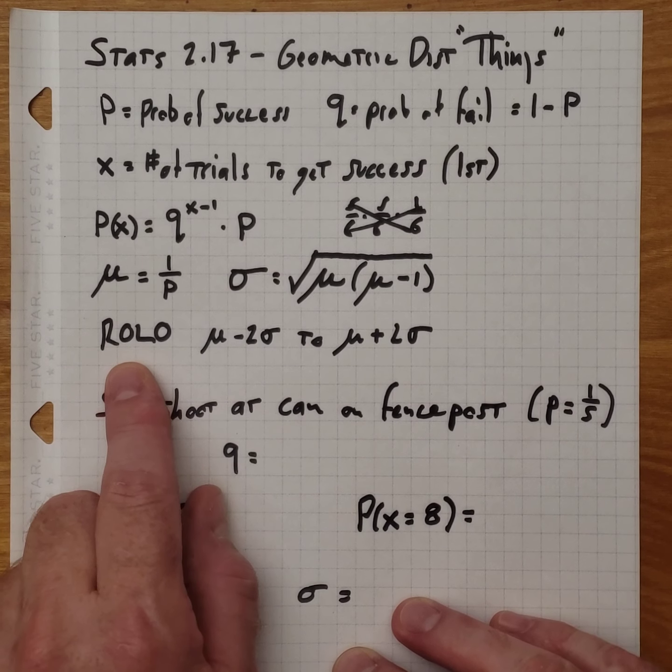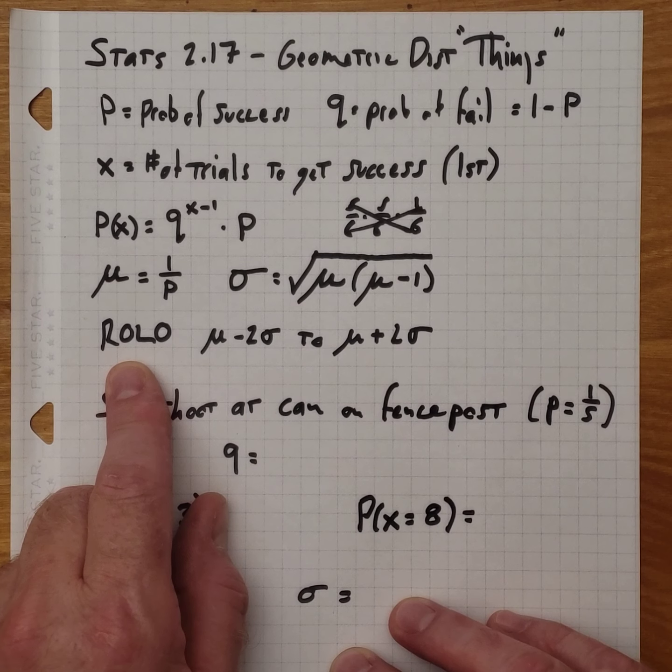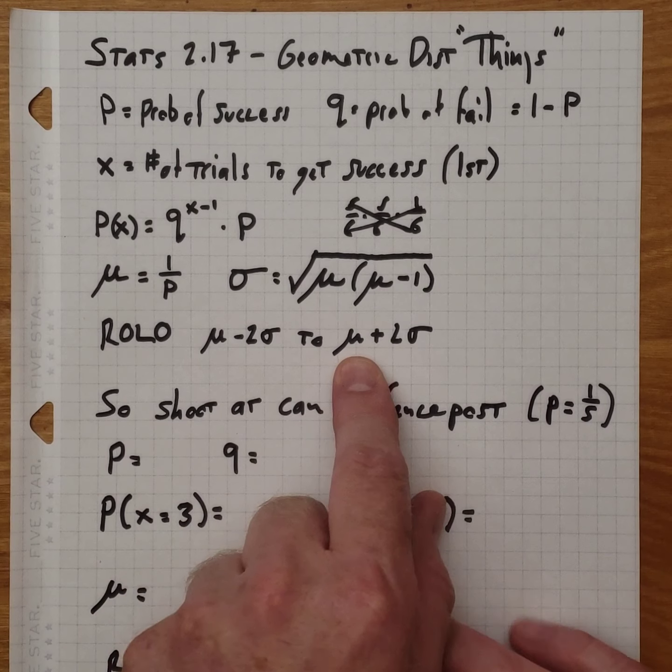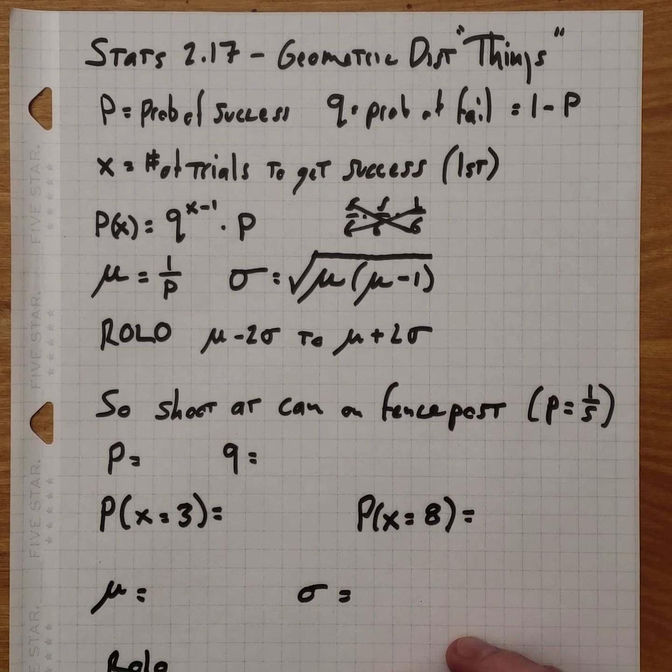And then the range of likely outcomes is always the mean minus 2 standard deviations to the mean plus 2 standard deviations. I put that there as a courtesy.